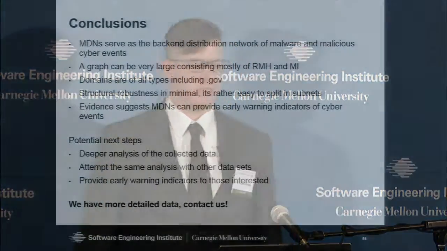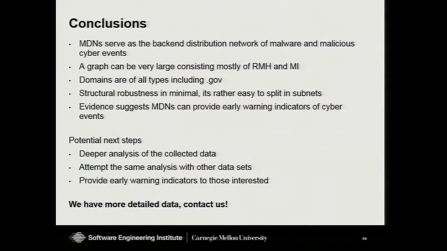So some conclusions. These MDNs serve as the back-end distribution network of malware and malicious cyber events. The graph can be very large, consisting mostly of root malicious hosts and malware intermediaries. Domains of all types are represented, including .gov. The structural robustness is minimal, so it's relatively easy to disrupt. And evidence suggests that we can derive early warning indicators of cyber events from this.